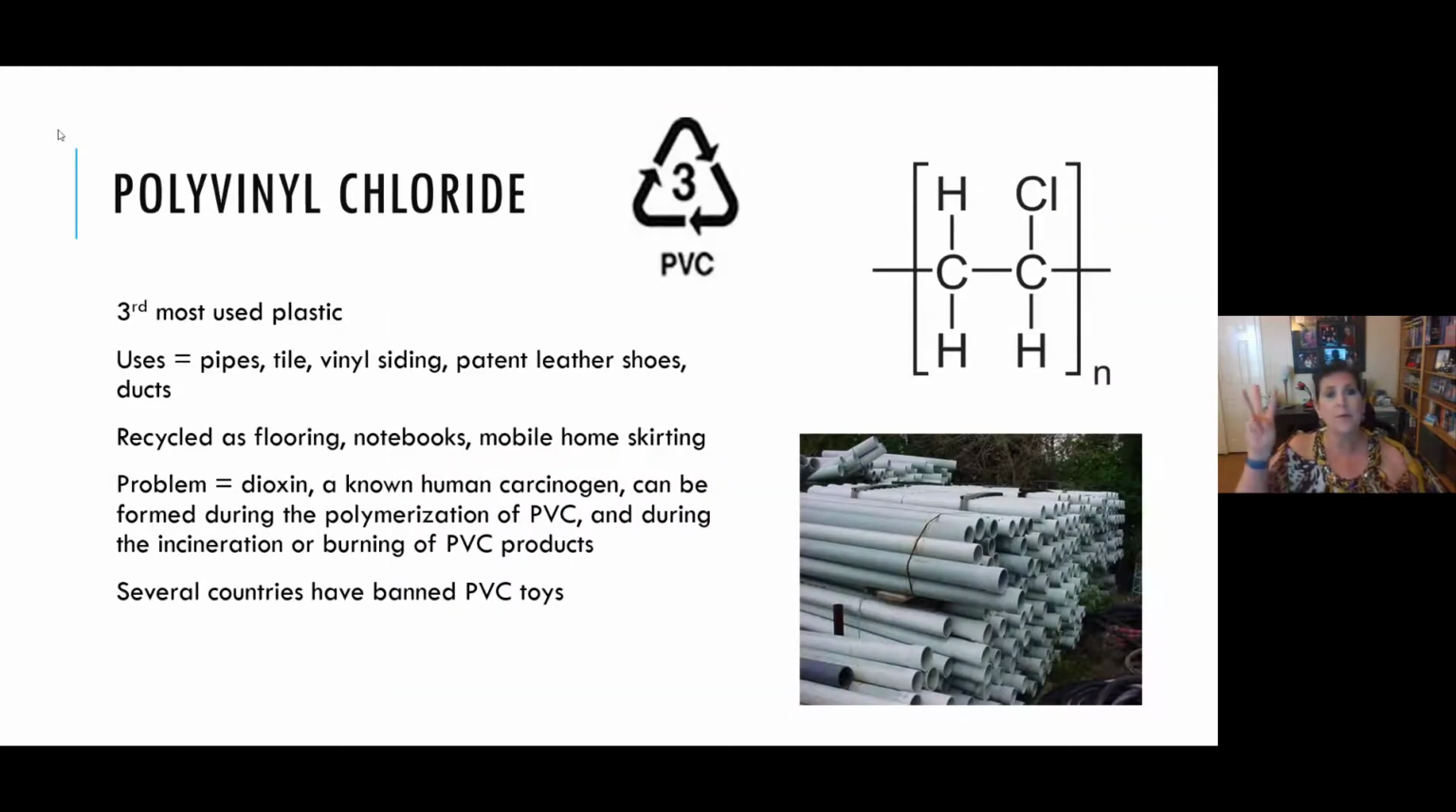Number 3, PVC. You've probably heard of PVC pipes, right? Those white pipes, polyvinyl chloride. If you look at the monomer, well, it's not the monomer, it's the polymer unit that repeats. You can see we have a chlorine in there, thus the polyvinyl chloride. It's a carbon with 2 H's, then a carbon with a Cl and an H. So we have a chlorine in there. And again, that unit repeats over and over and over 100,000 times to make PVC pipes.